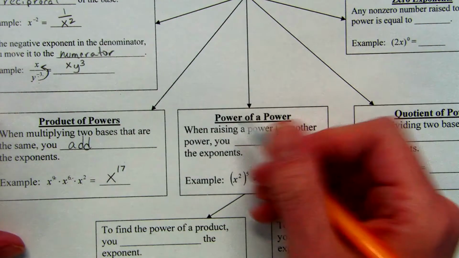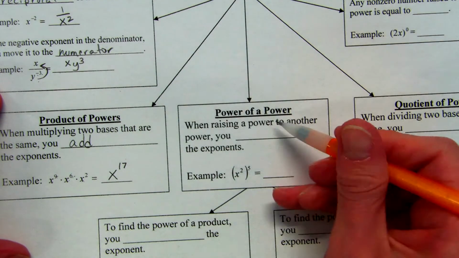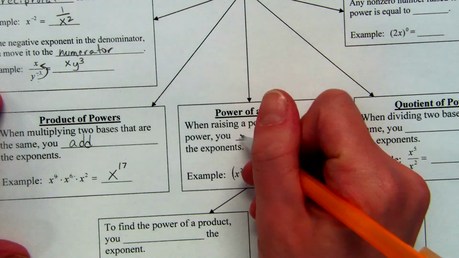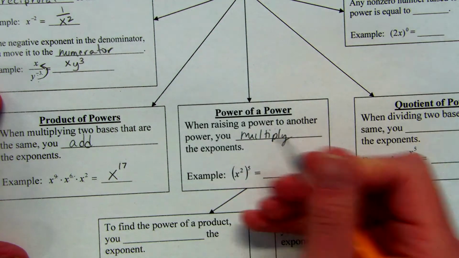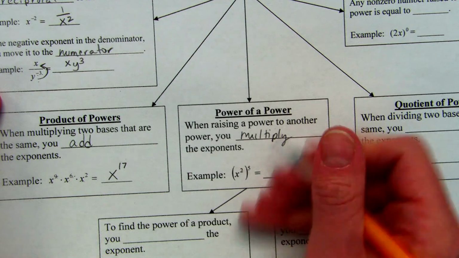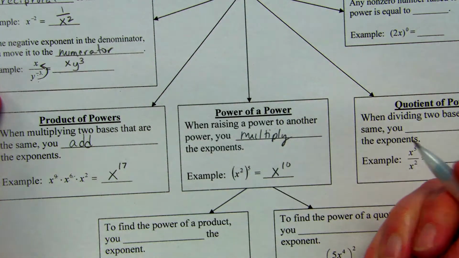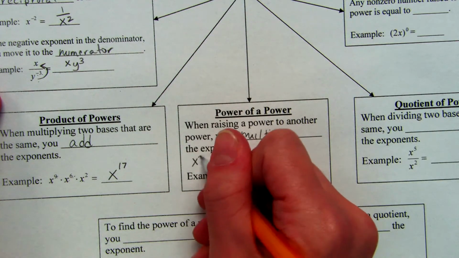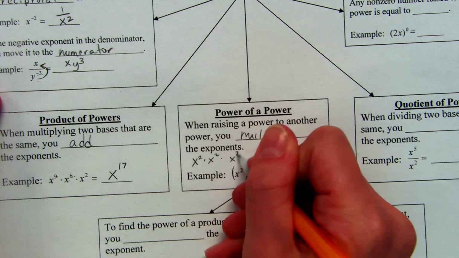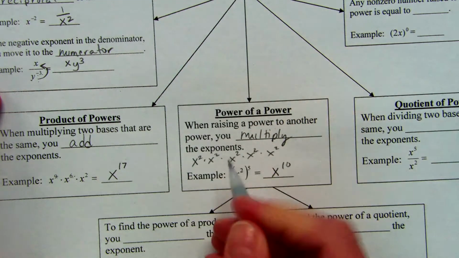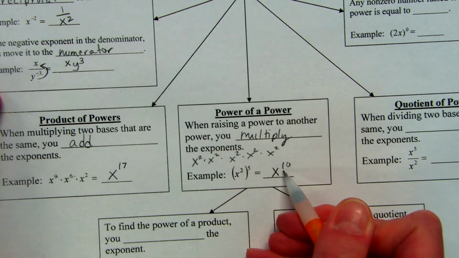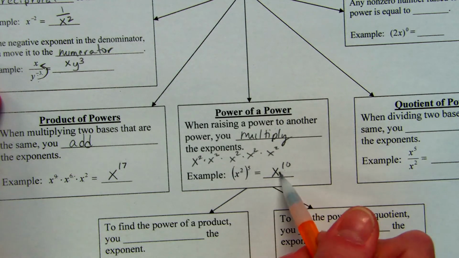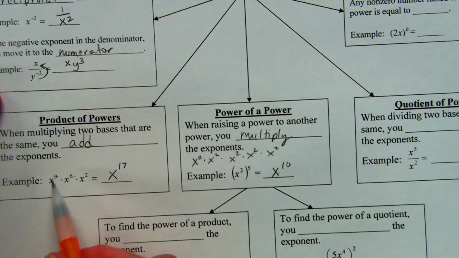Which leads us over to power of a power. When raising a power to another power, you multiply the exponents. So if I have x squared to the 5th, that is x to the 10th. And the reason for that would be, if you wrote it out, it would be x squared times x squared times x squared times x squared times x squared. And then you'd add 2 and 2 and 2 and 2 and 2 to get 10. So basically this is just a shortcut for knowing how the product of powers works.